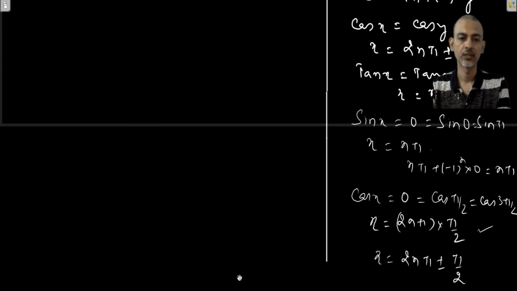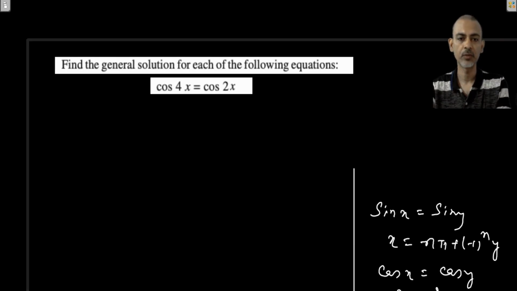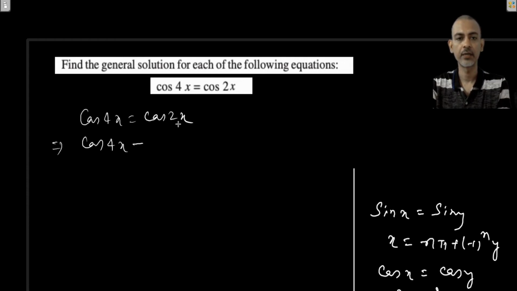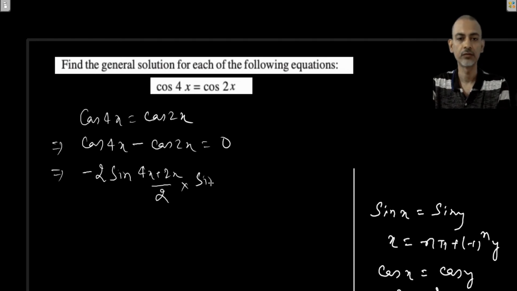Now let's move on to the actual problem. My first problem is cos 4x equals cos 2x. What I can do is write it as cos 4x, and then bring cos 2x to this side, so this becomes cos 4x minus cos 2x. Now I also know the formula of cos c minus cos d. This will become minus 2 sine of (c plus d) by 2, which is (4x plus 2x) by 2, into sine of (c minus d) by 2, which is (4x minus 2x) by 2, equals 0.